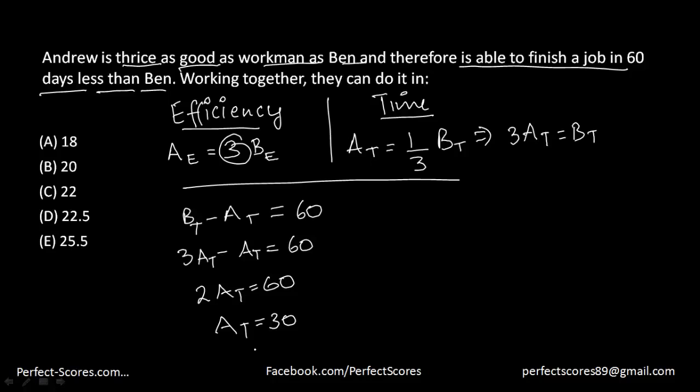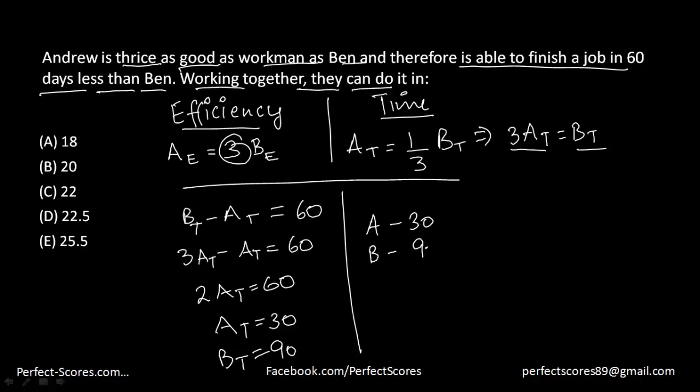Now what is the question asking? The question is asking, working together they will finish the job in how many days? So time taken by Andrew is 30, that would mean time taken by Ben over here would actually be equal to 3 times 30. That would be equal to 90. Okay, so Andrew finishes the job in 30 days and Ben finishes the job in 90 days. So this is the number of days which are there, right? So now it becomes an easy question for us.